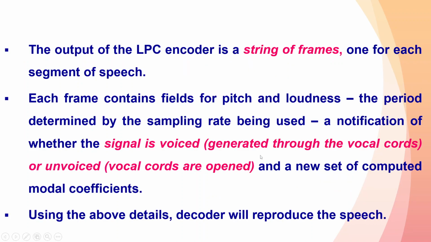Next, the output of the LPC encoder is a string of frames. Here we won't operate on independent or individual samples. Here we will work on frames, that is, a string of frames. Each frame contains fields for pitch and loudness, the period determined by the sampling rate being used, a notification whether the signal is voiced or unvoiced, and a new set of computed model coefficients. So using the above details, the decoder will reproduce the speech.